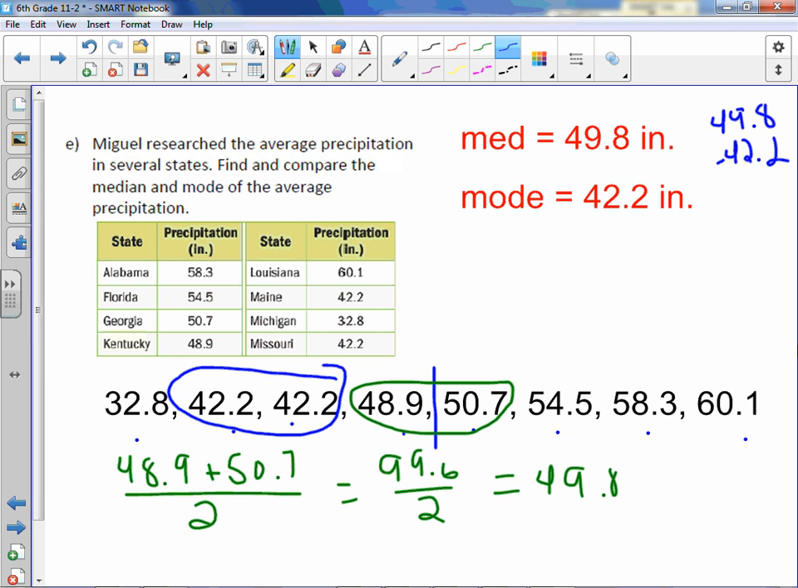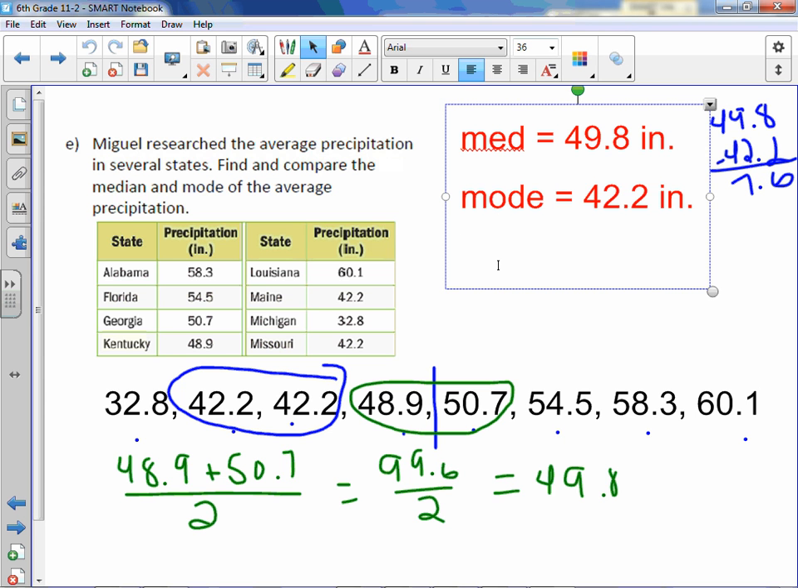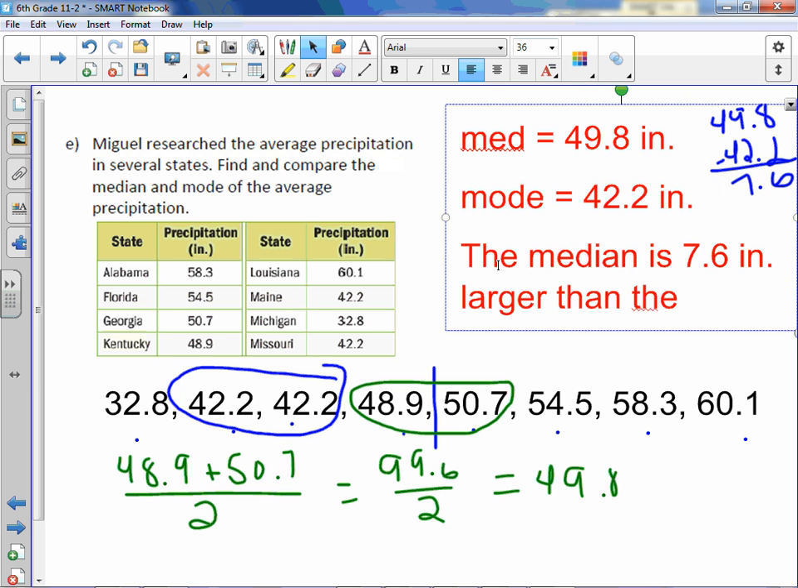So let's subtract. 0.6, 7.6. So the difference is 7.6. So let's describe it here. We know that the median is larger than the mode, so we'll say 7.6 inches larger than the mode.